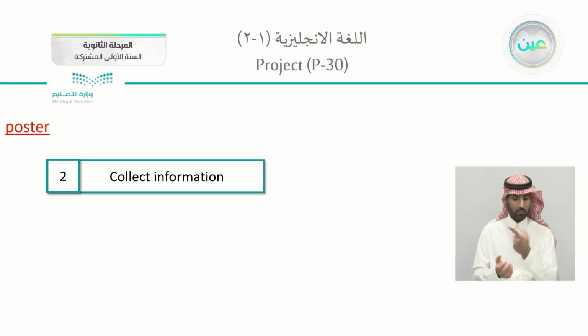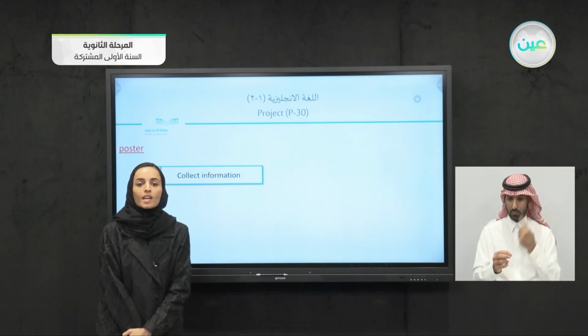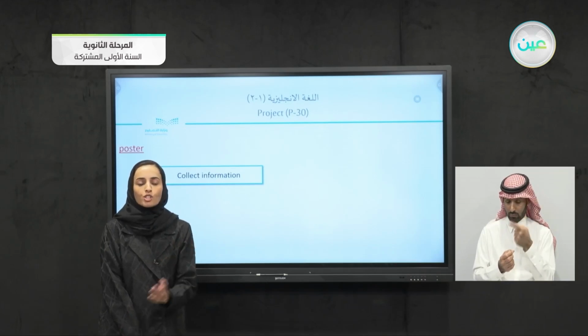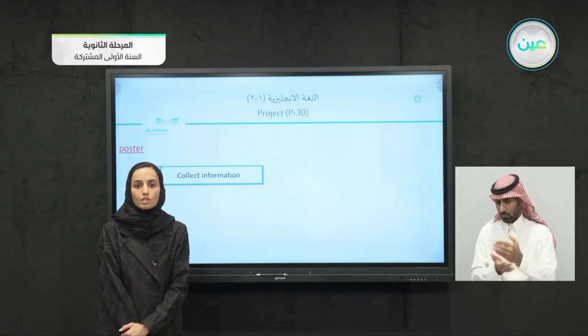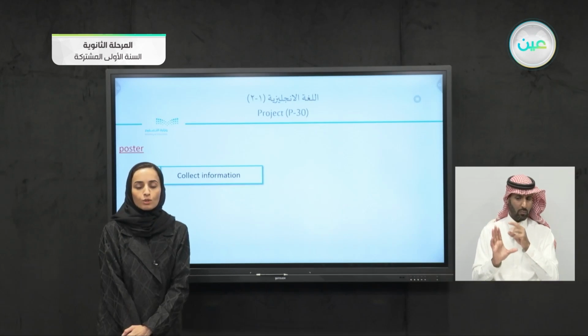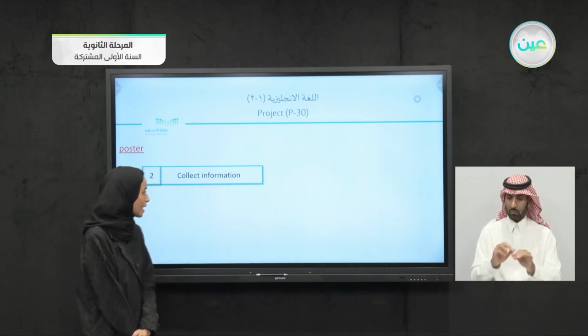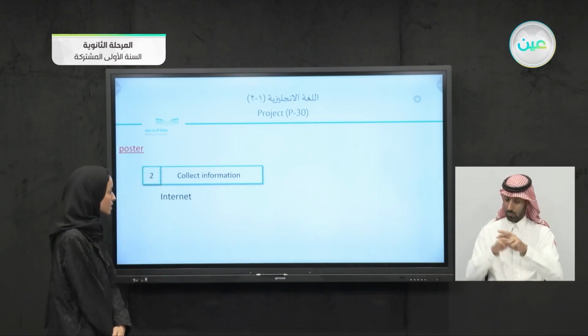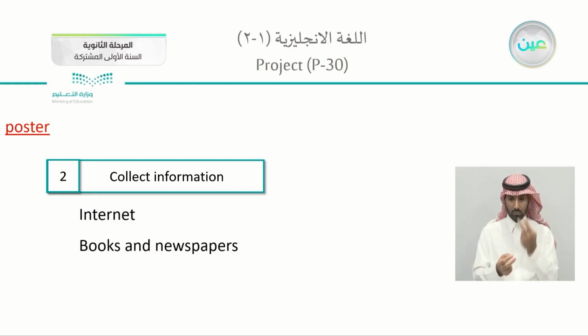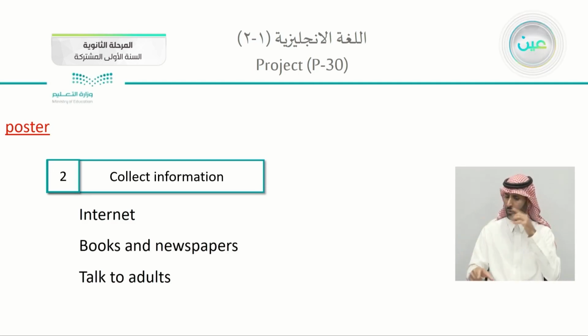So then I will collect the information. What kind of information do I need? Where can I get this information? Where do you usually, if you're having a project or you're going to present about a certain topic, where can you find your information? I will browse the internet. I can find information in books or newspapers, as well as I can talk to adults. Anyone, ask a friend, parent, or a teacher. And you can call the organization itself.